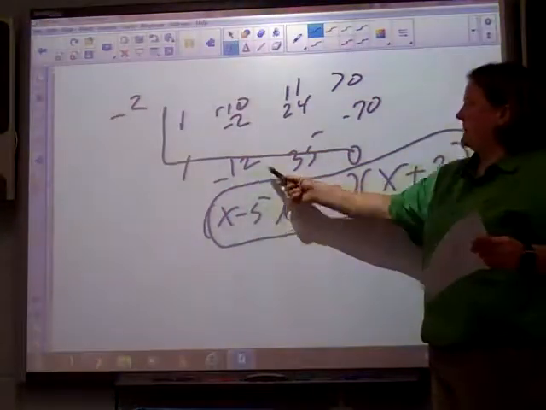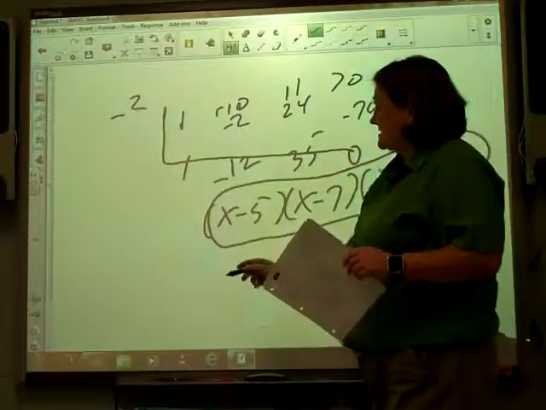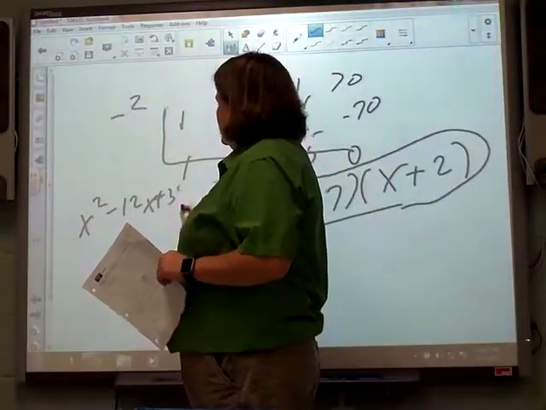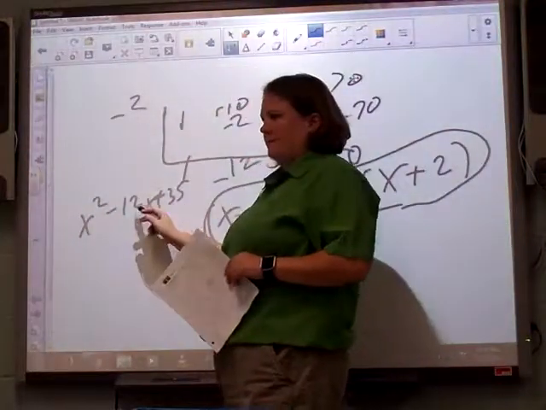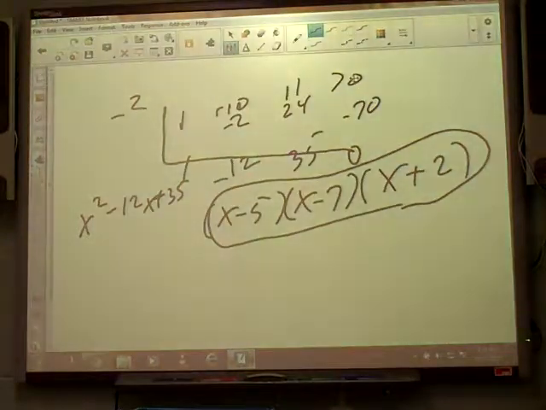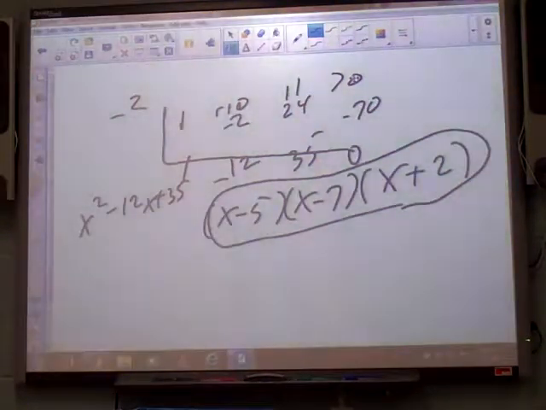Factors of 35 that added to negative 12: negative 5 and negative 7. I skipped the step of writing that as a quadratic, A times C, factors of 35 that added to negative 12. Just skip that. Alright, we skipped 11, so you're looking at number 12.